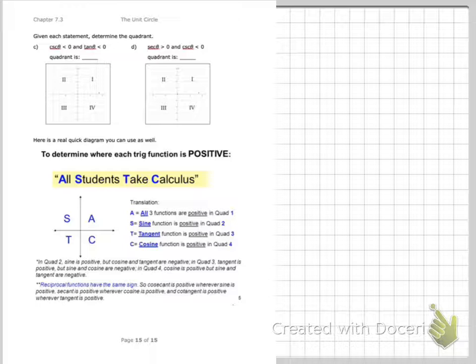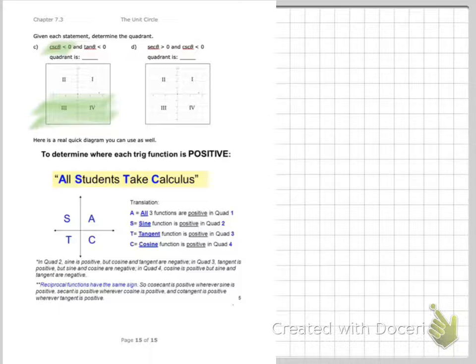So we want to know where cosecant is negative. So we're going to pick a new color for the cosecant. Okay, so our cosecant is negative. Cosecant is 1 over sine. So we need to know where the sine is negative. Sine is positive on the top half of the coordinate plane, so it's negative down here on the bottom half. There's our negative sine and our negative cosecant.